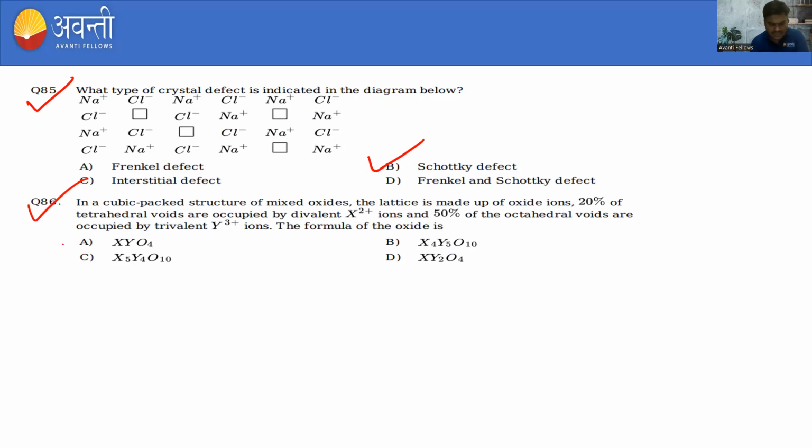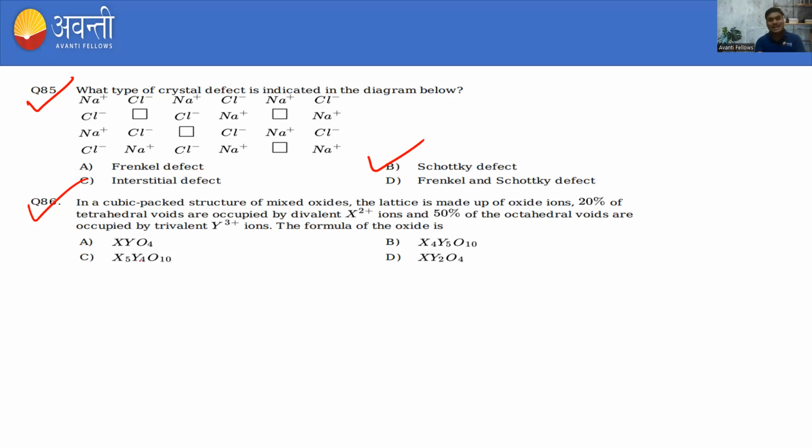So what is question number 86 asking basically? In a cubic close-packed structure of the mixed oxide, the lattice is made up of the oxide ions. 20% of tetrahedral voids are occupied by the divalent X plus 2 ions, and 50% of the octahedral voids are occupied by the trivalent Y plus 3 ions. What is the formula of the oxide? So you have to calculate the formula of the oxide.